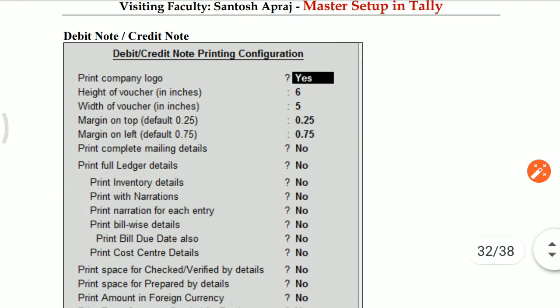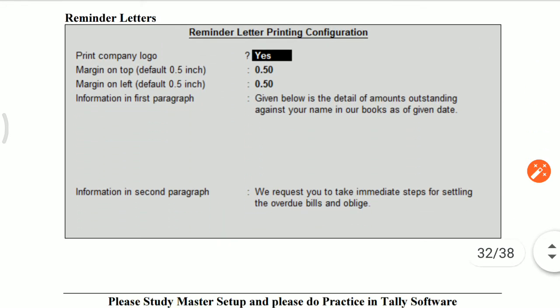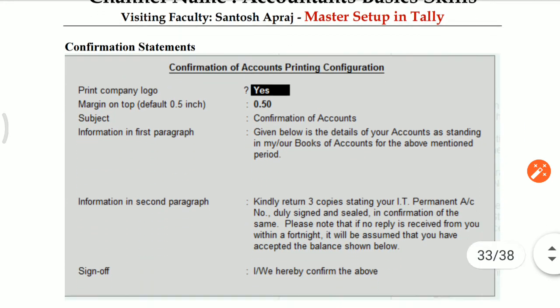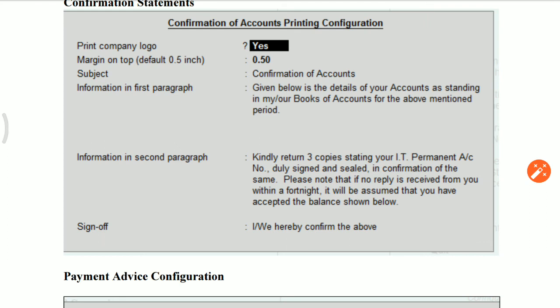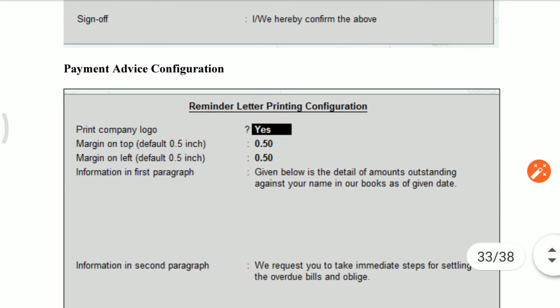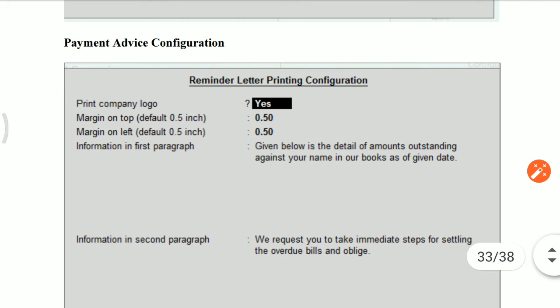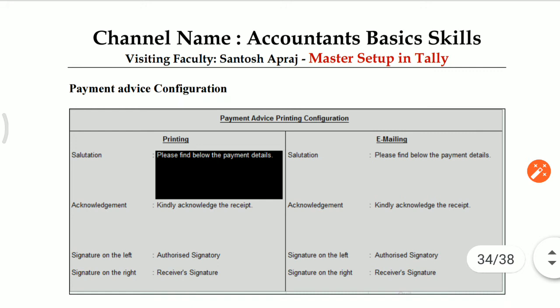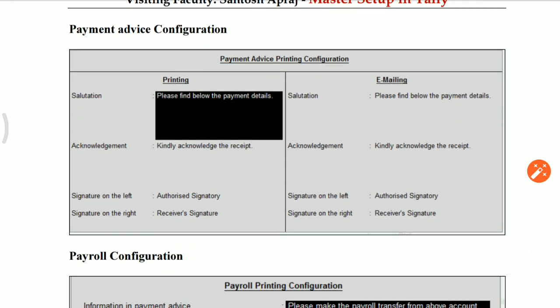Next one is debit note, credit note, then reminder letters to debtors, directly as Tally has done the reminder letter printing configuration. Next one is confirmation statement. If you want confirmation for audit purpose, then the letter format is also set. Next one is payment advice confirmations. They have given payment advice configuration setup also. Payment advice printing configuration, what type of details will be there, signatory details also they have given.